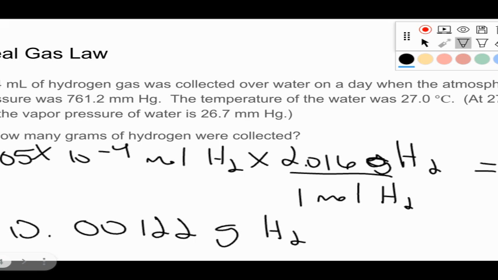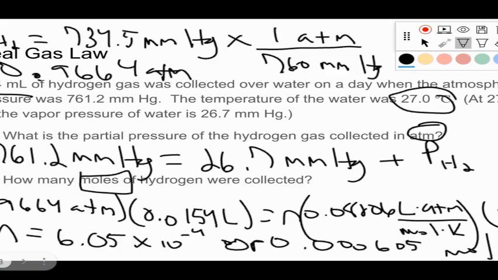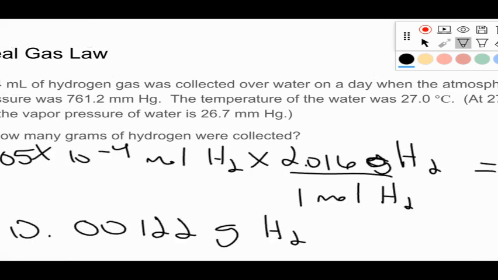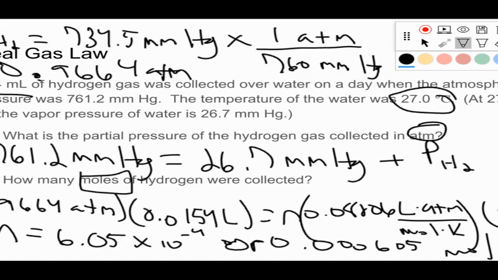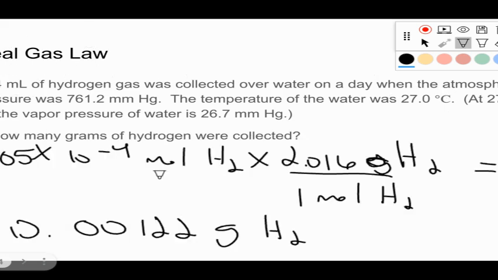So this is how AP often does their FRQ questions. They'll ask you one thing that leads into another thing that leads into another thing. So this whole question is about gases, but it's challenging your understanding of three different concepts. It's challenging your understanding of what is pressure being collected over water. It's challenging your understanding of ideal gas law, and it's challenging your understanding of basic mole conversions.